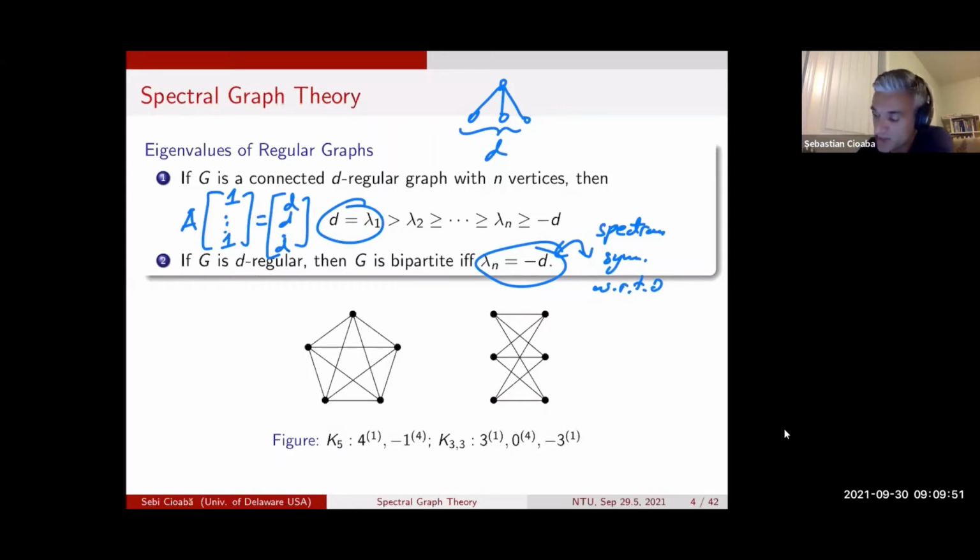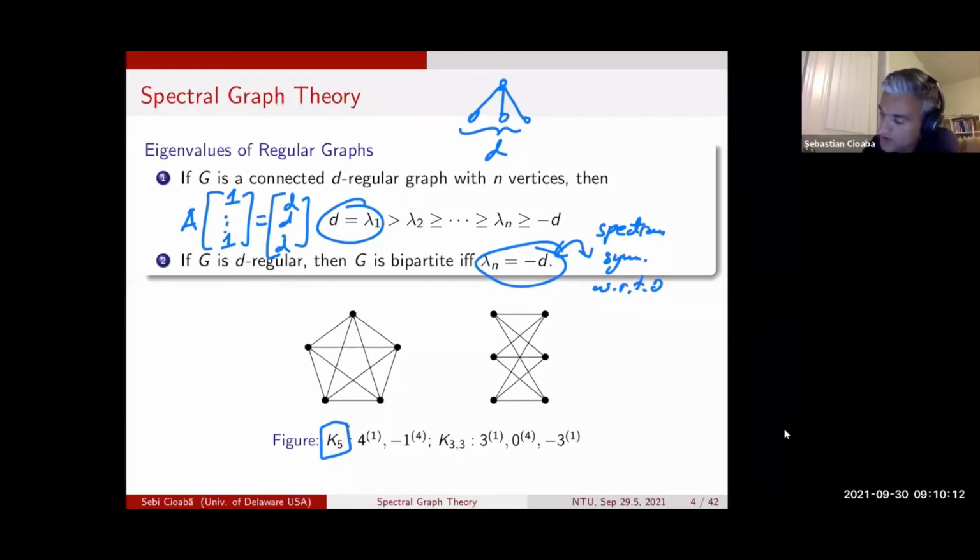Here you have the complete graph K5. You have 5 vertices adjacent to each other, all the adjacencies present, and each vertex has degree 4. So 4 is the largest eigenvalue with multiplicity 1 because the graph is connected. And it's not too hard to show that minus 1 is the smallest eigenvalue, with multiplicity 4.